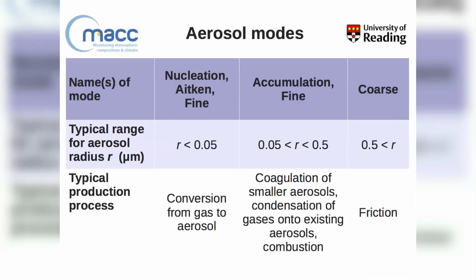And finally, we've got the coarse mode for larger particles. Here, the production process is mainly through friction. So typically wind speed acting on bare soils or desert areas, for example, or acting over the ocean. And we'll see a little bit more on those processes later.